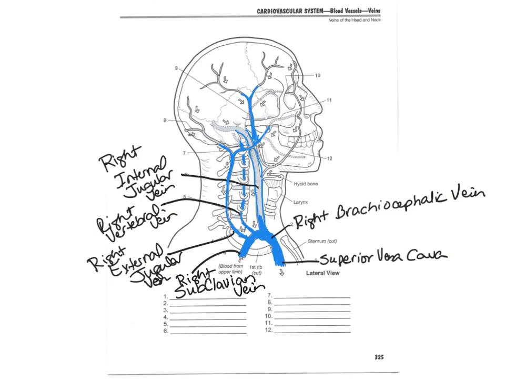And so they're all joining. So here's the right subclavian vein, here's the external jugular, here's the vertebral vein, here's the internal jugular vein, and they're all draining together to form that right brachiocephalic vein. And then the right brachiocephalic vein joins the left brachiocephalic vein to become the superior vena cava.